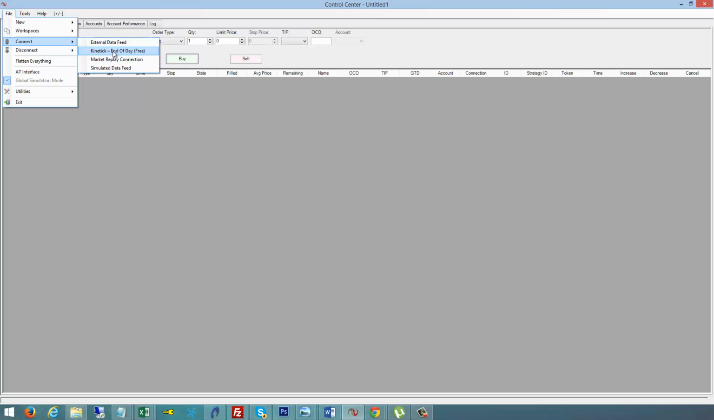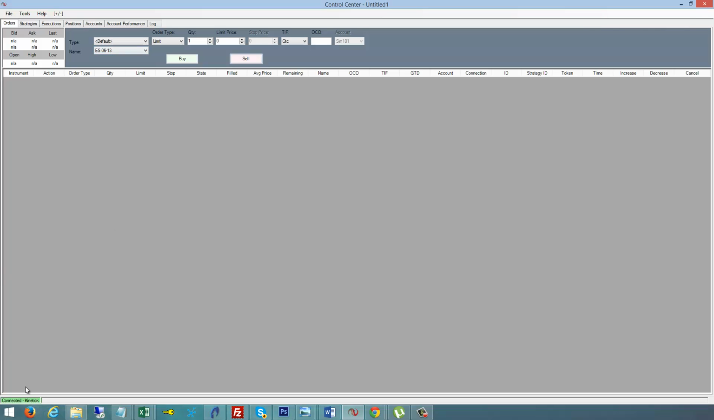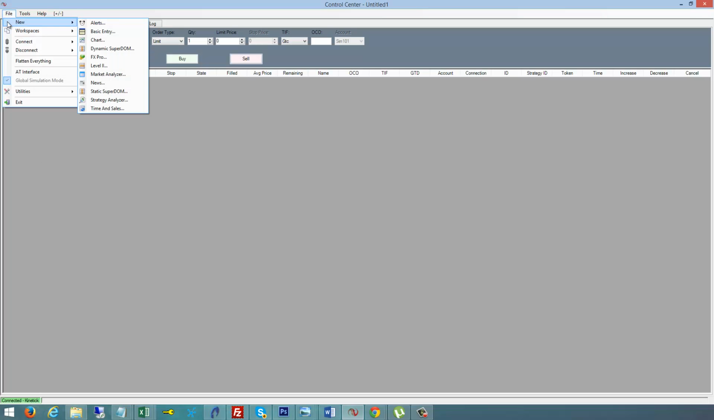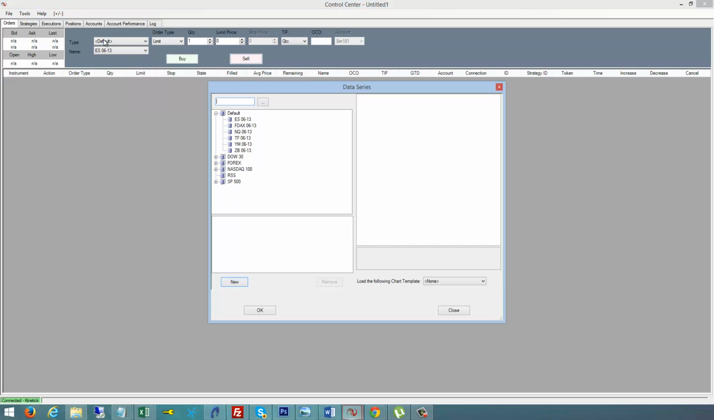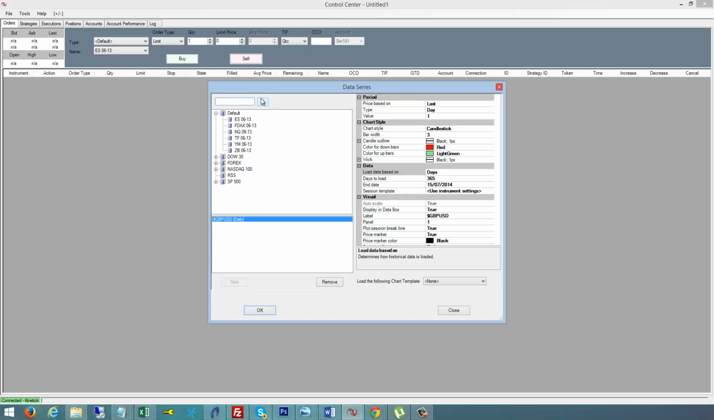So what we want to do here is click it, and down the bottom you'll see connecting, and then finally it'll go green and say connected to Kinetick. From here we want to open up a charting window, so we click File, New, Chart, and it wants us to tell it what the data series that the window is going to provide to us is. In this case I'm going to put in GBPUSD, the pound versus the dollar, and we press enter there, which brings it down to here and gives us this input window.